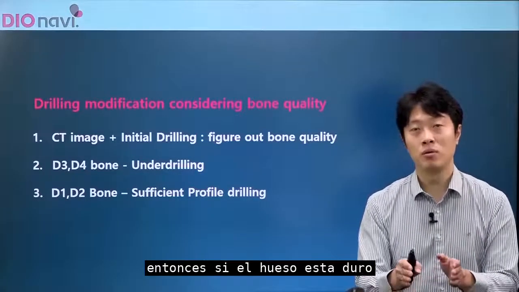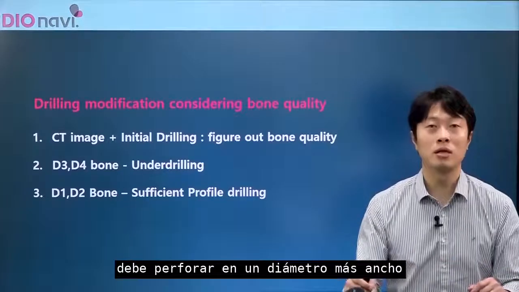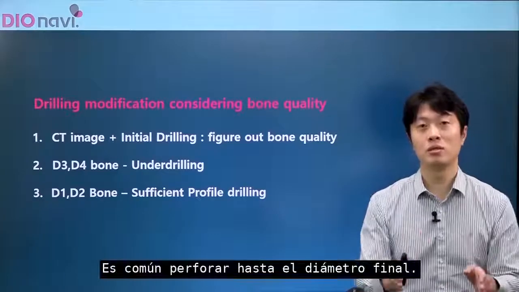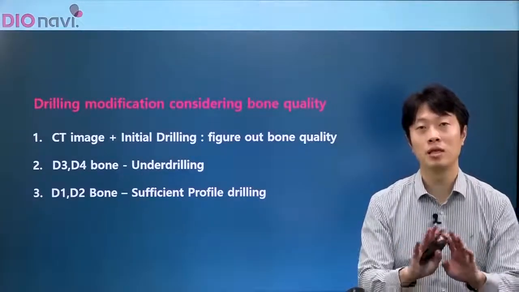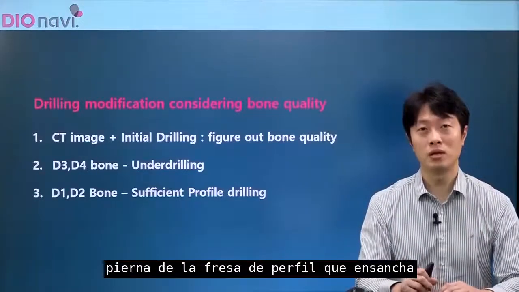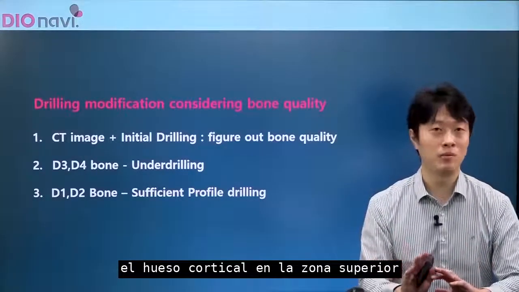Then, if the bone is hard, should you drill at a wider diameter? With the final drill, it's common to drill to the final diameter. If the bone is hard, use more of the leg of the profile drill that widens the cortical bone in the upper area.